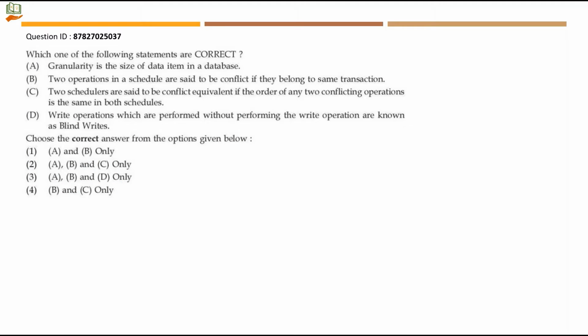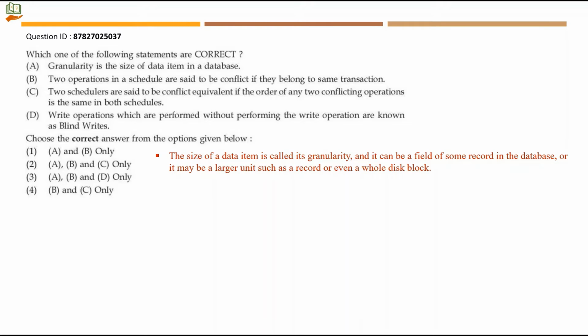Next question, which one of the following statements are correct? Granularity is the size of data item in a database. The size of a data item is called its granularity, and it can be a field of some record in the database, or it may be a larger unit such as a record or even a whole disk block. The statement says it is the size of the data item and granularity is the right term, so A is correct. From this we can rule out option 4. They are saying the size is granularity, but the data item can be anything. It can be a field, or it can be a record, or even a whole disk block. So it refers to the data item.